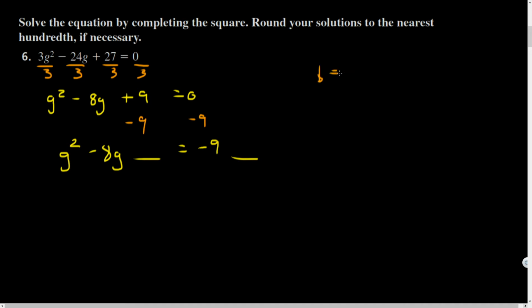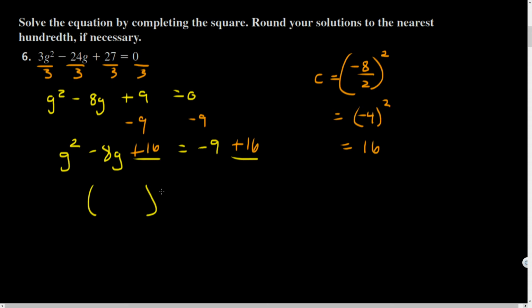I just like to... I'm not looking for a new b term. I'm looking for a new c term. So I'm going to take b divided by 2 and square it. So that's negative 4 all squared equals positive 16. So add 16 to both sides. Fast factor is what I like to call this step. It's going to be g minus 4, right? It's just this thing here. It's half of the b. Equals 16 minus 9. What is that? 15? No. 17. What am I thinking?